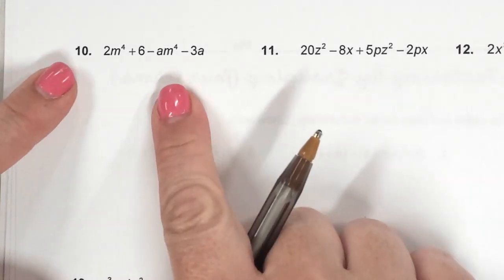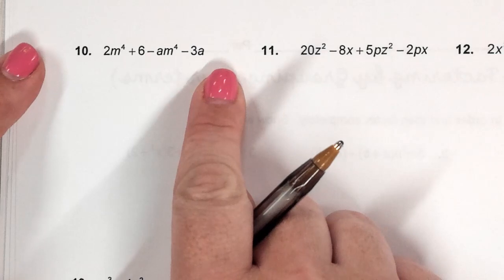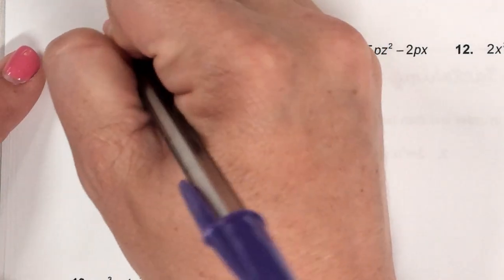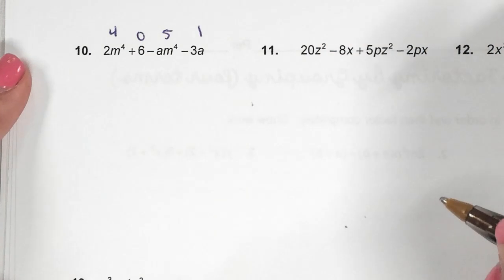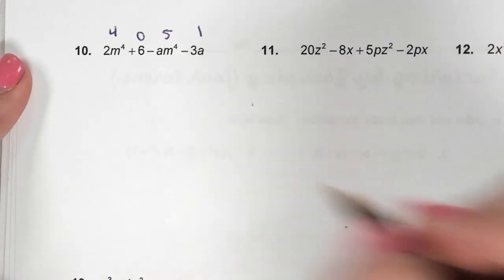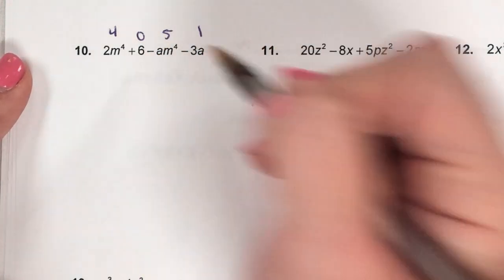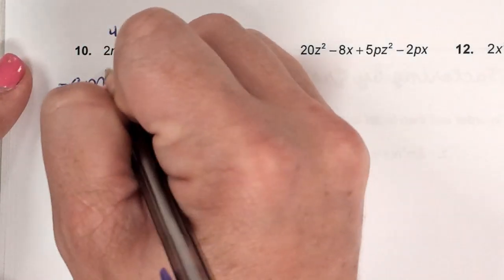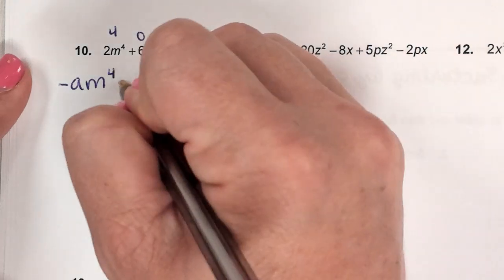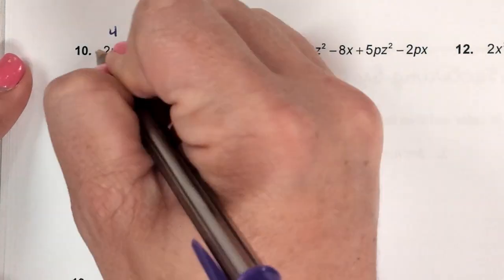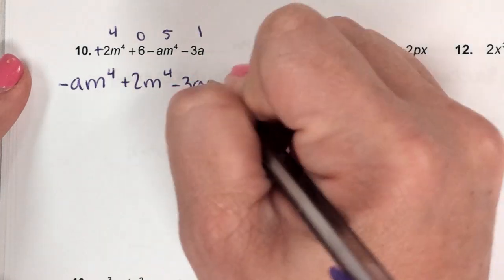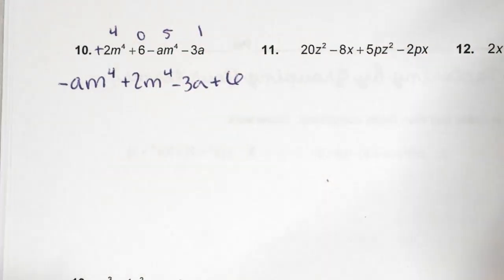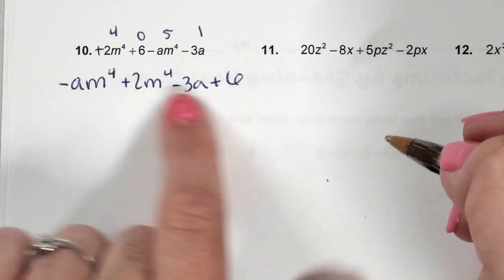Okay, so look at number 10. Is it in order? No. This is 4, this is 0, this is 5, this is 1. So the 5 has to go first, but what kind of term is that? Positive or negative? So that negative goes out front. Then positive 2m to the 4th, because there's nothing in front, so it's obviously positive. Minus 3a plus 6. Now, is there a GCF of the whole thing?